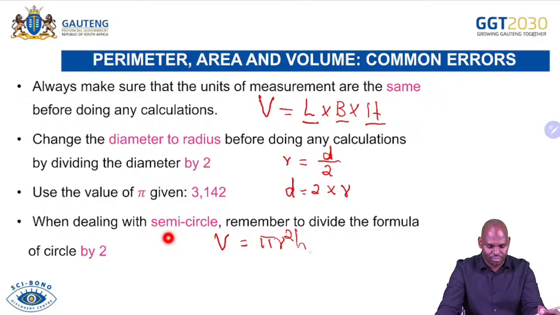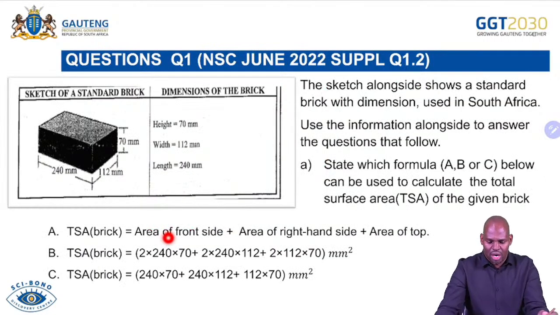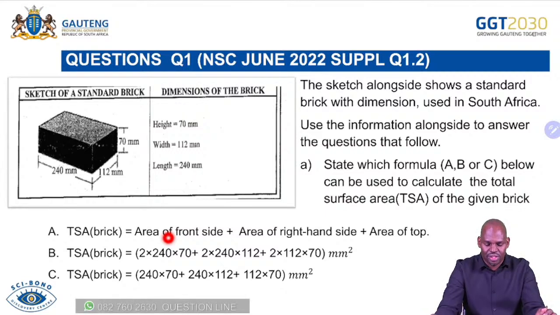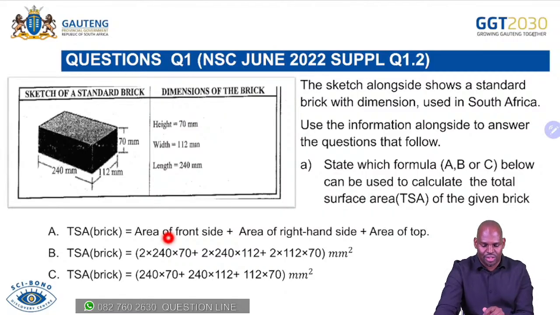Okay, then let us look at the activities from surface area and volume. The first question was taken from the question paper, June 2022 supplementary. So that is the paper which was written recently. That was question 1.2. The sketch alongside shows a standard brick with dimensions used in South Africa. Use the information alongside to answer the questions that follow.